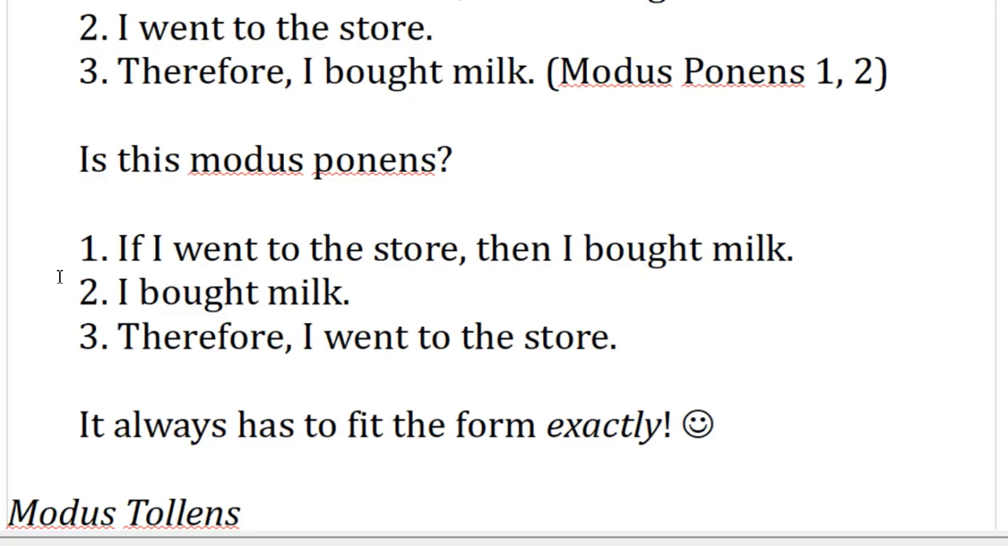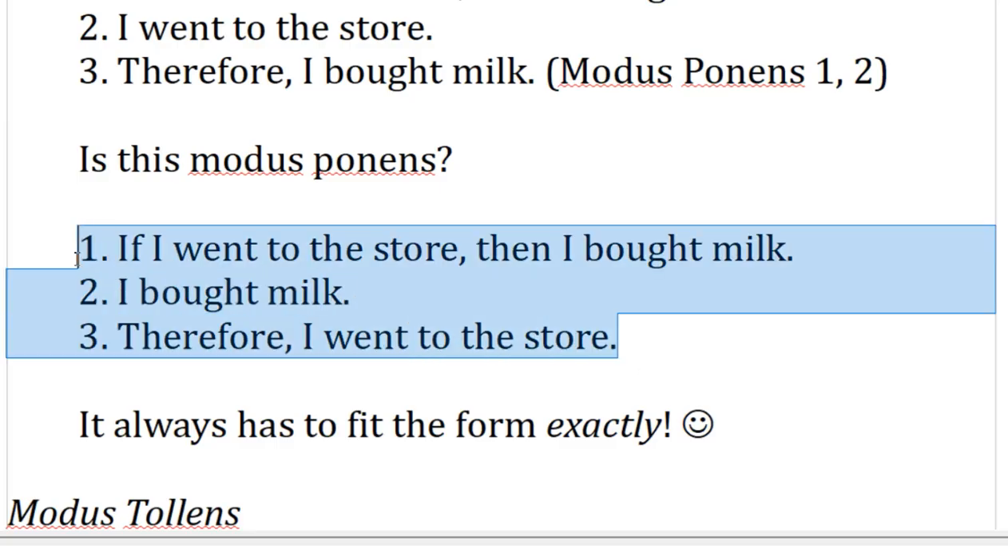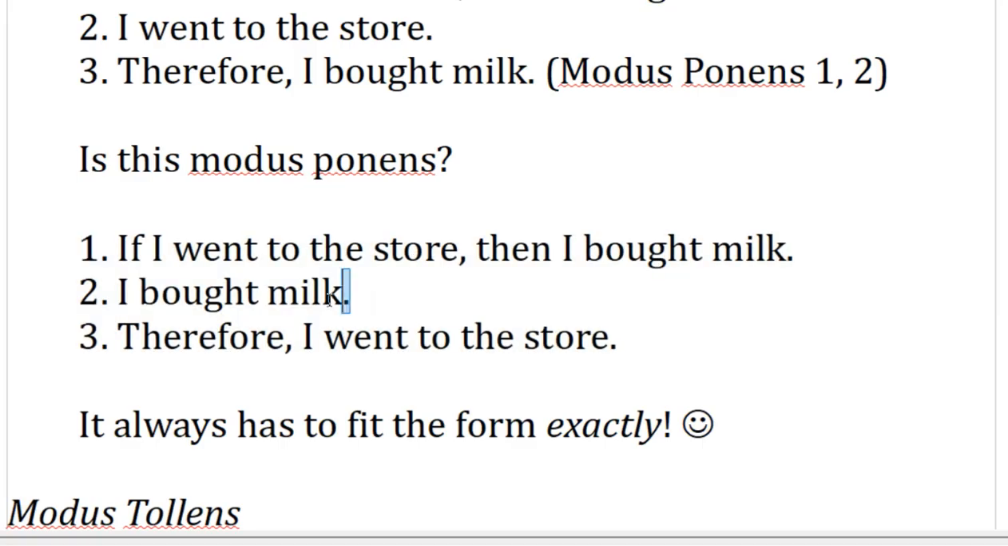So here's a question for you. Is this right here modus ponens? If I went to the store, then I bought milk. That starts off the same. But then it goes different. The form ends up being different because what it says is, I bought milk, therefore I went to the store. In other words, this says if A then B, and then here it says B when what it should say is A. And what it says here, I went to the store, that's the A slot. See how these two match each other?